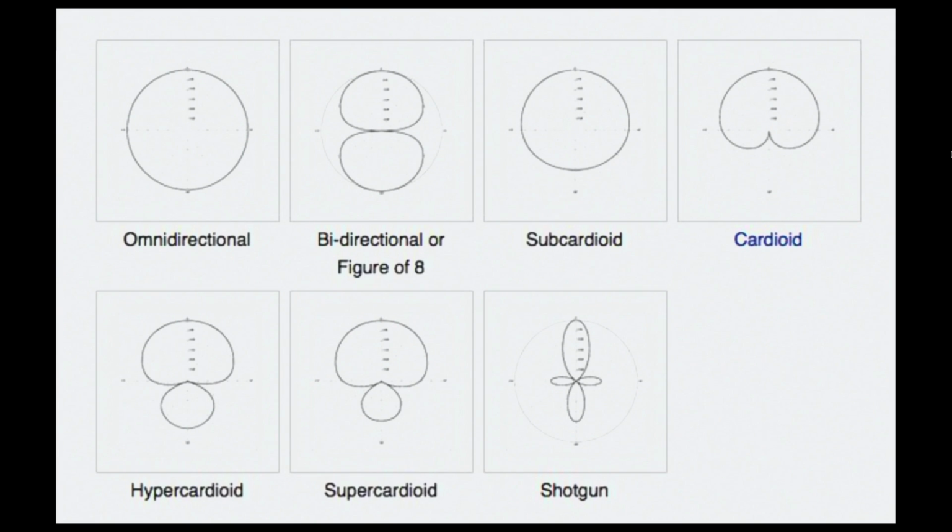Hey guys, let's talk about microphones and why we would choose one microphone over another microphone. It has a lot to do with the pattern, yes. On the screen here, you see different patterns: omnidirectional, bidirectional, or figure eight, supercardioid, cardioid, et cetera, et cetera. So one thing you should do when you're choosing a microphone for a certain application is to understand what it is that you're trying to capture.